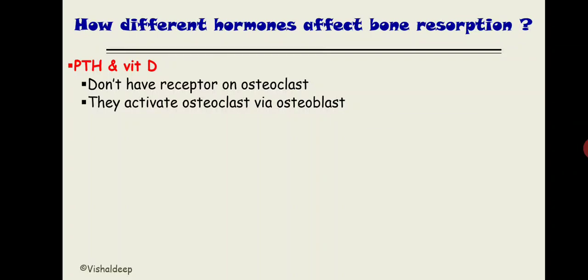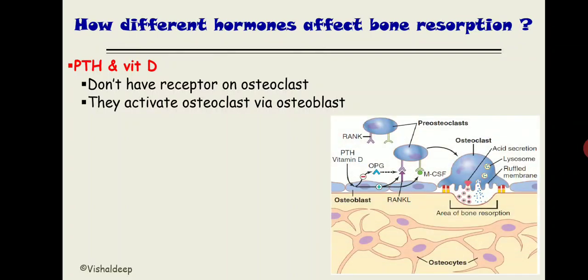You remember the previous figure like this. Parathyroid hormone and vitamin D both have a receptor over the osteoblast. They do not have a receptor over the osteoclast. So whenever vitamin D and parathyroid hormone increase inside the circulation, they bind with the osteoblast and recruit more osteoclasts, converting more osteoclasts from monocytes, and cause bone resorption. Got it? And via that it stimulates bone resorption.